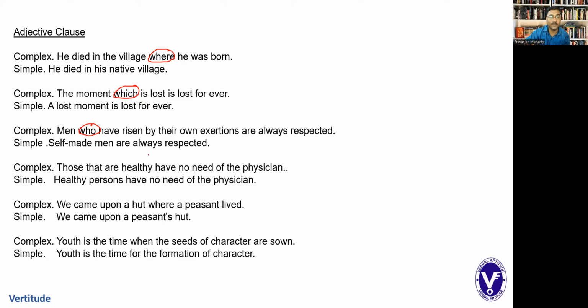Those that are healthy have no need of the physician. Healthy persons have no need of the physician. We came upon a hut where a peasant lived. We came upon a peasant's hut. Youth is a time when the seeds of character are sown. Youth is the time for the formation of character.